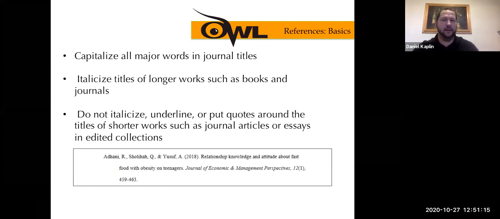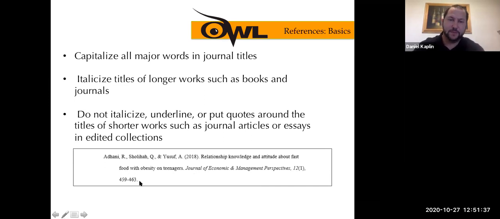In terms of the journals, you italicize the journal it was published in, and you italicize the volume it was published in. So 12 is italicized, Journal of Economics is italicized. The issue number is not italicized. So open parenthesis 1, so this is issue number 1, followed by the page numbers.